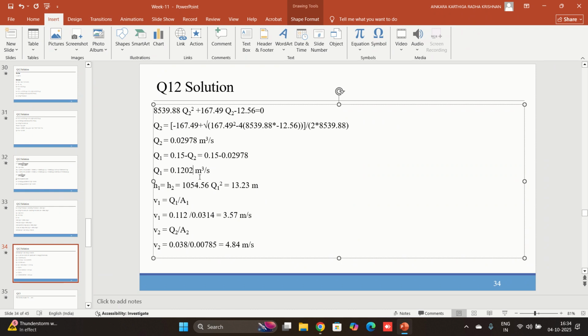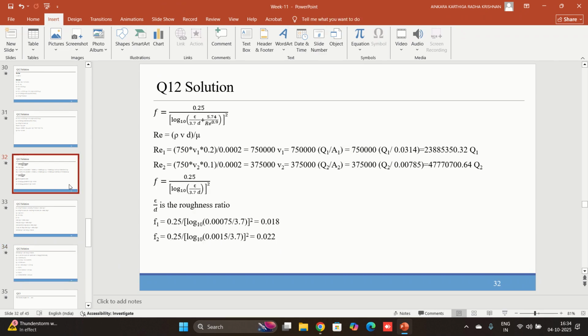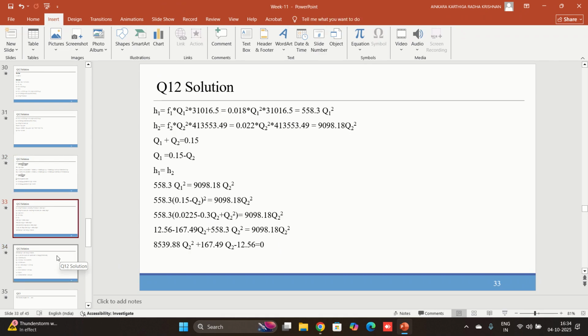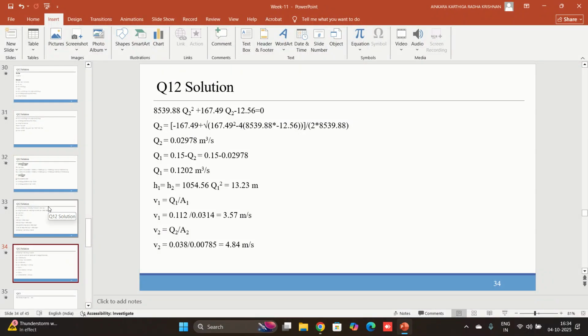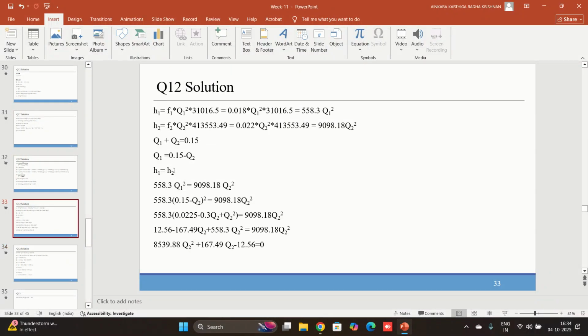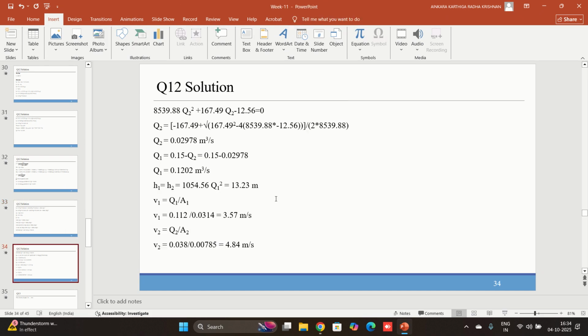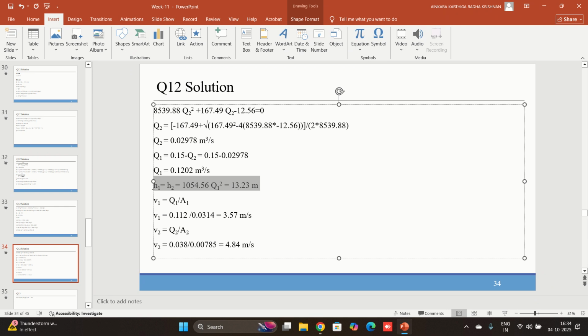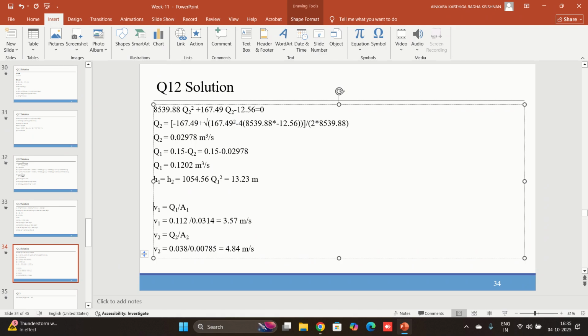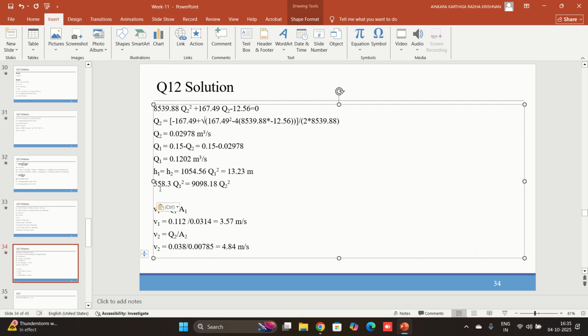So we got Q1 and we got Q2, and H1 and H2 we need to calculate. We'll calculate H1 and H2 normally just to confirm; otherwise, if it is wrong, we can check it. So this is H1.